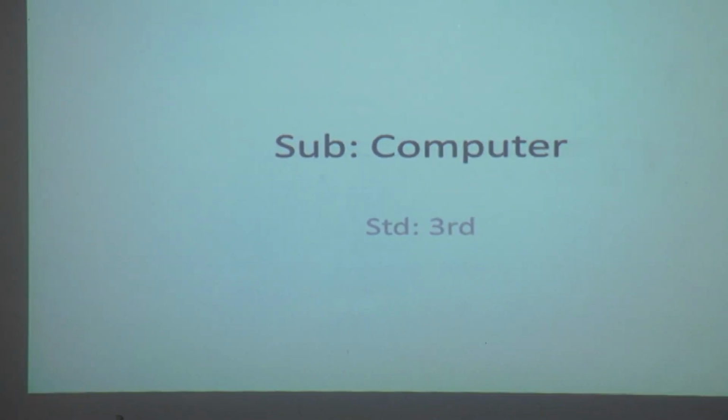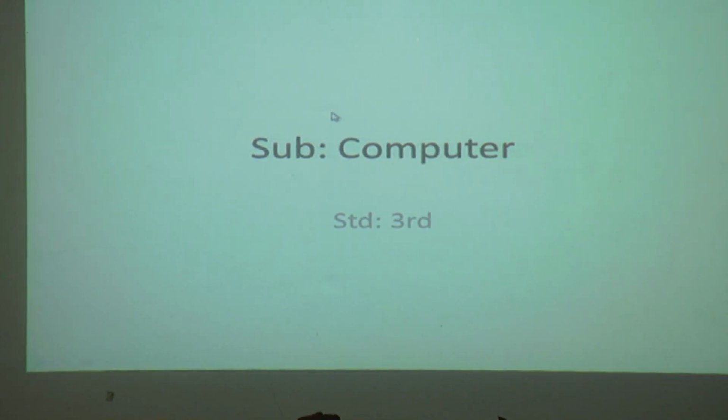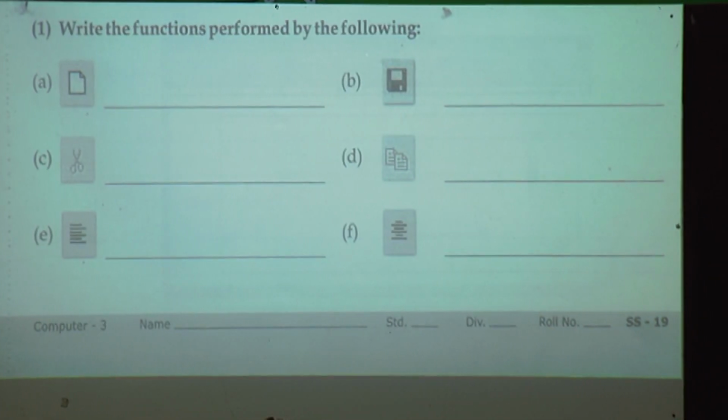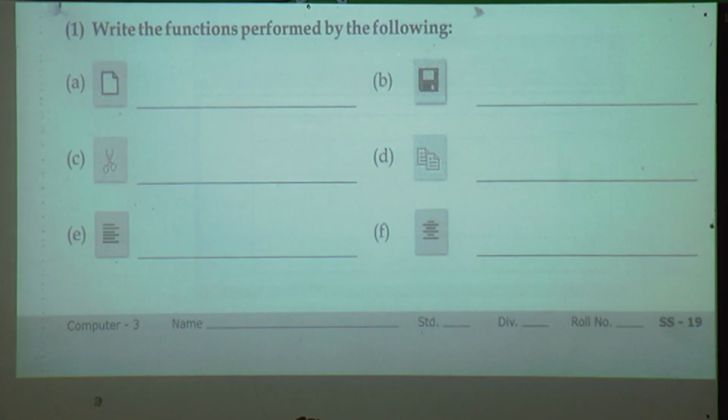Now open your skill sheet. Page number 19. First one is a lab activity. We will solve the skill sheet from the first question. What is the first question? Write the functions performed by the following. Means what is the use of the given picture, that we have to write here.